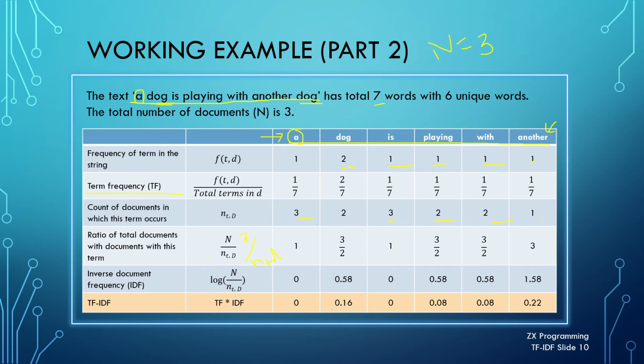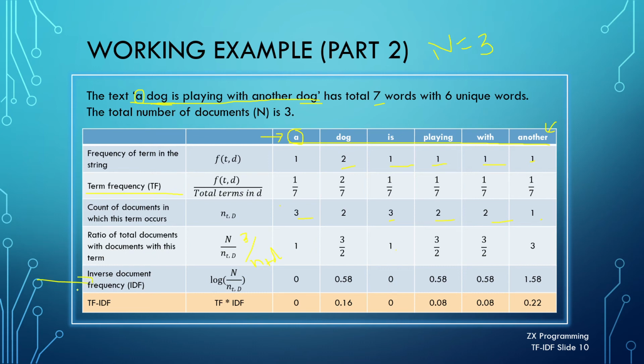Now we have calculated this ratio. We will now calculate the IDF value by basically taking the log value of it. Remember, we are using log2 here, but any other base will just work just as fine. You will just get different values, but the relative importance of each word will stay the same. Since here we are using log2, the log2 of 1 is equal to 0. Log of 3 by 2 equals 0.58. Log of 1 again is 0. 3 by 2 is 0.58. 0.58. Log of 3 is 1.58.